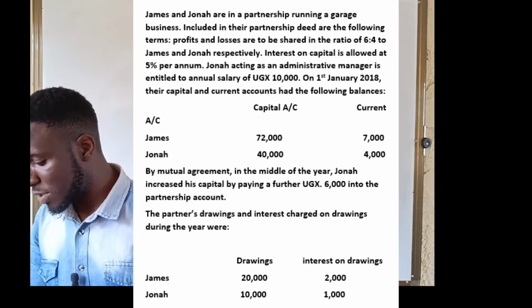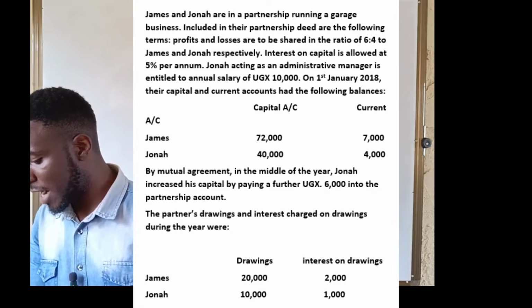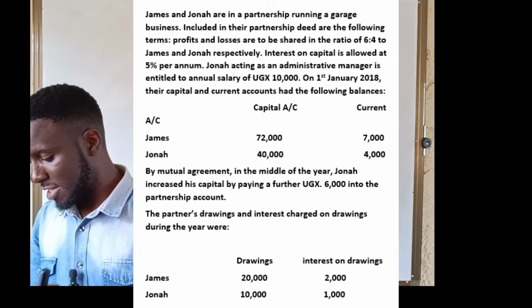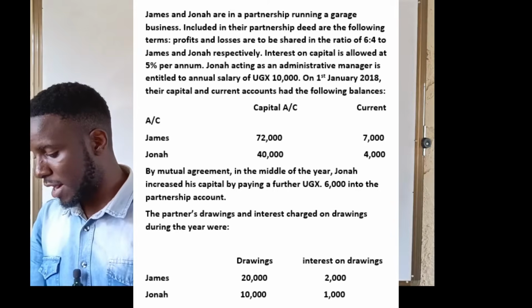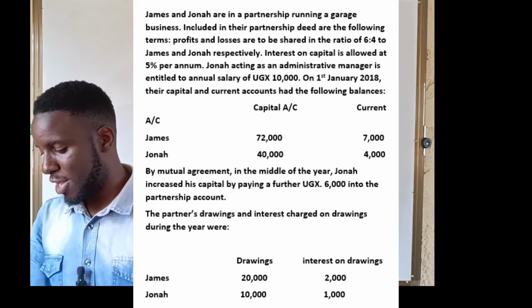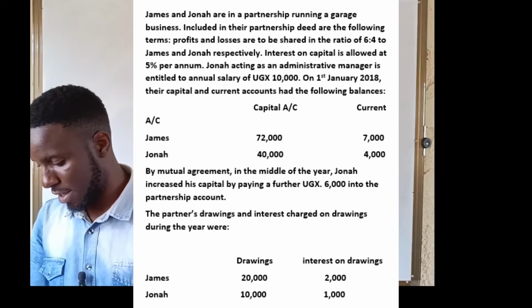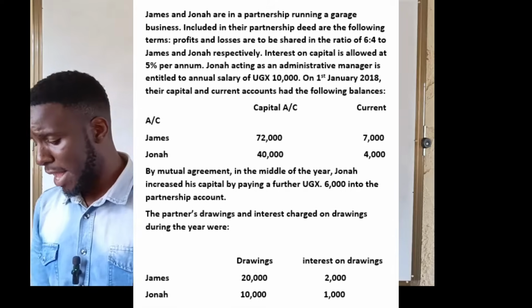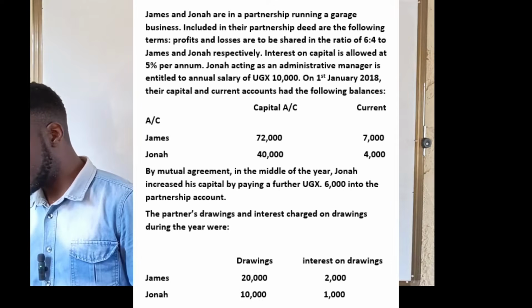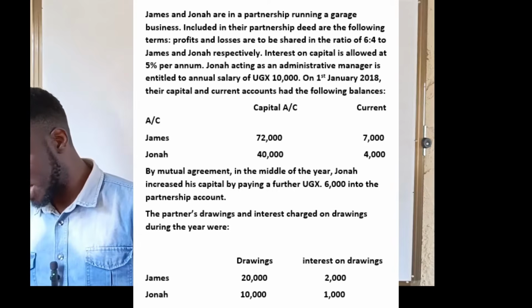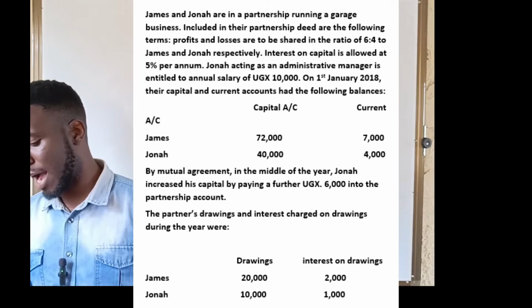On 1st January 2018, their capital and current accounts had the following balances. James' capital account was 72,000, current account was 7,000. Jonah, capital account was 40,000, current account was 4,000. By mutual agreement, in the middle of the year, Jonah increased his capital by paying a further 6,000 into the partnership account.